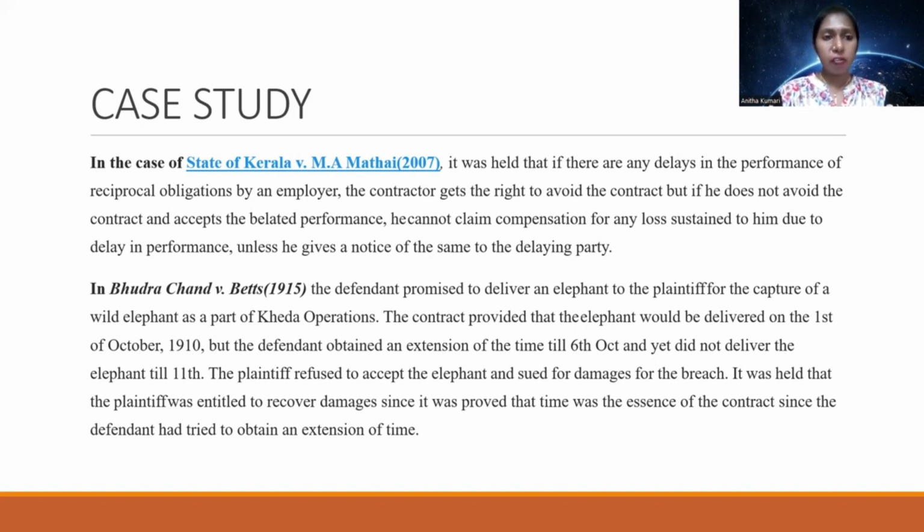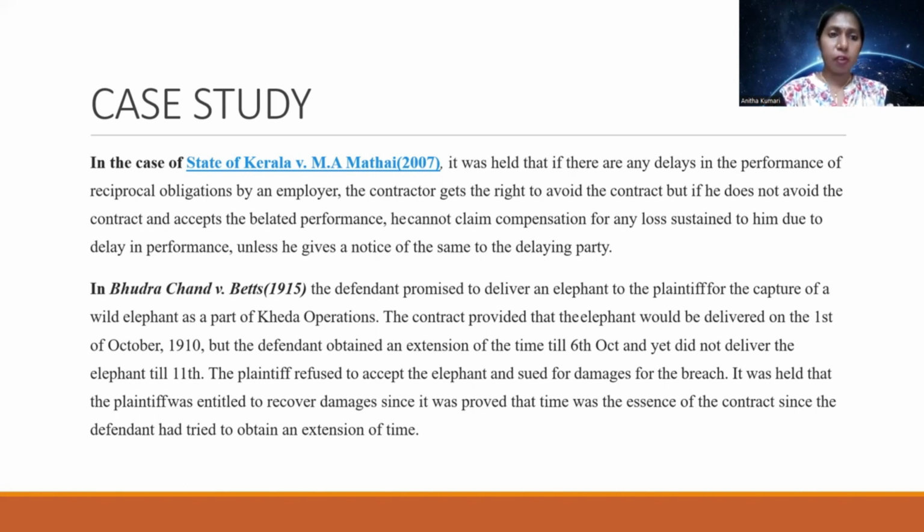In the case of State of Kerala versus M.A. Mathai in 2007, it was held that if there are any delays in the performance of a reciprocal obligation by an employer, the contractor gets the right to avoid the contract. But if he does not avoid the contract and accepts the belated performance, he cannot claim compensation for any loss sustained by him due to the delay in performance, unless he gives a notice for the same to the delaying party.